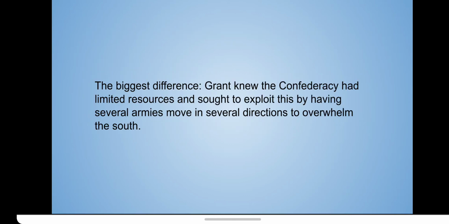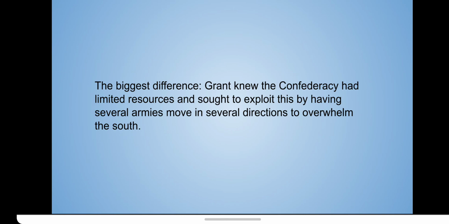And let's talk about one of the biggest differences here. So Grant knew the Confederacy had limited resources, and he decided that he was going to exploit this by sending several armies in several different directions and having one army constantly stay on Lee. Lee was the greatest general they had, and probably the strongest army they had. And at that time, he had this kind of mystique about him, like he was invincible. And so Grant wisely had an army constantly on Lee, constantly keeping that pressure on him.